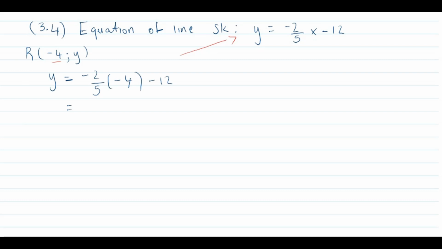So -2 over 5 multiplied by -4 is +8 over 5, minus 12, right? And therefore your final answer is -52 over 5. Okay, and then in decimal form, that is -10.4. All right, so we found the coordinates of R, which is equal to (-4, -10.4), right?